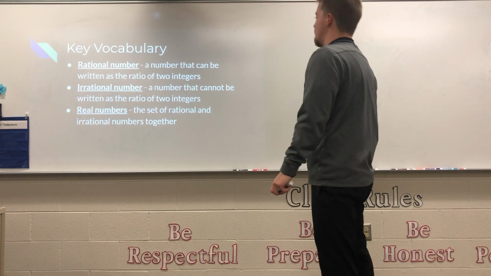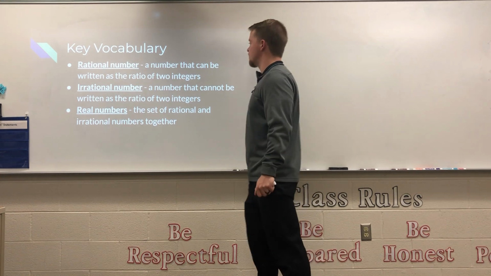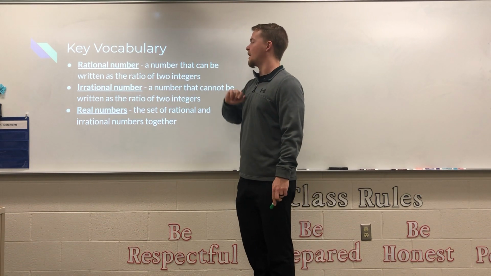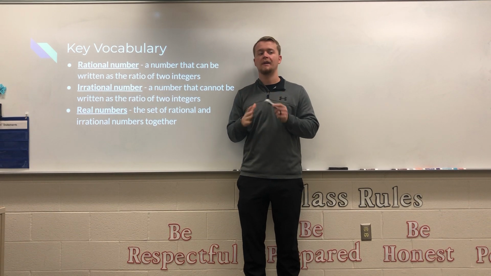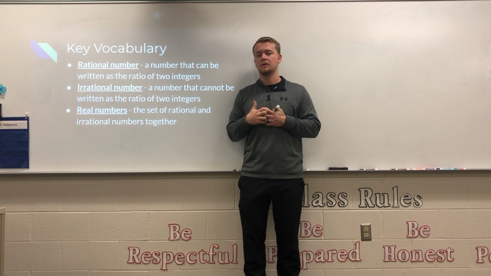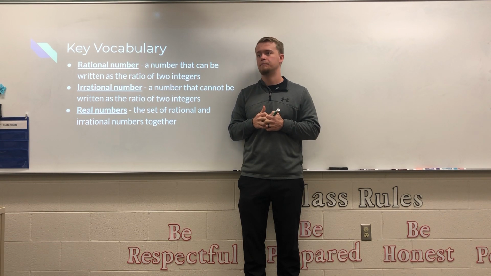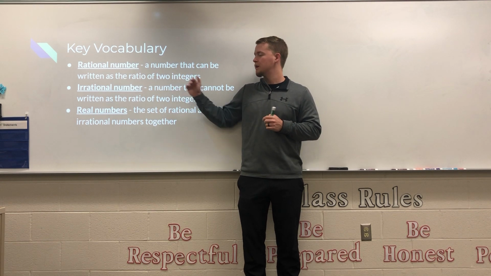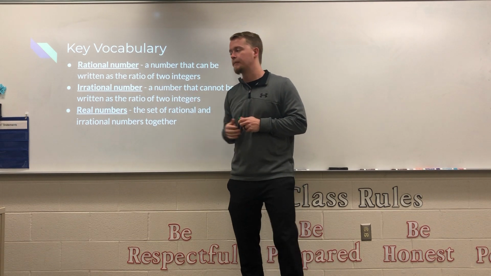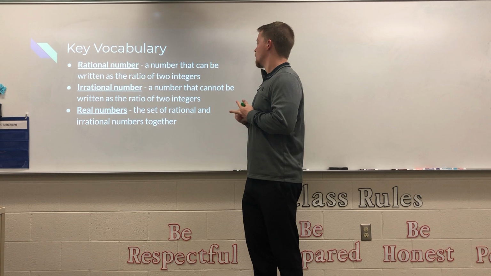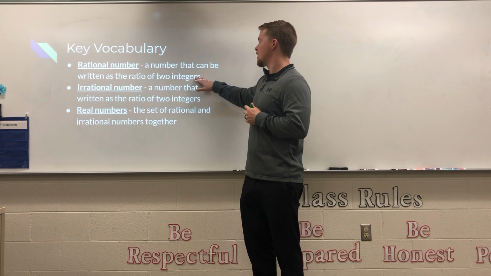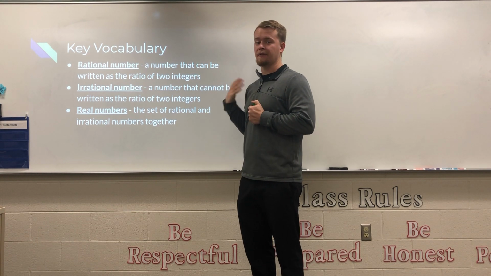A number that can be written as the ratio of two integers is a rational number. Integers, remember, are 1, 2, 3, 4, 5, all like whole numbers. Numbers that are not decimals, aren't fractions. And they also can be negative as well, -1, -2, -3, and so on. So that is a rational number, a ratio, or basically it can be written as a fraction.